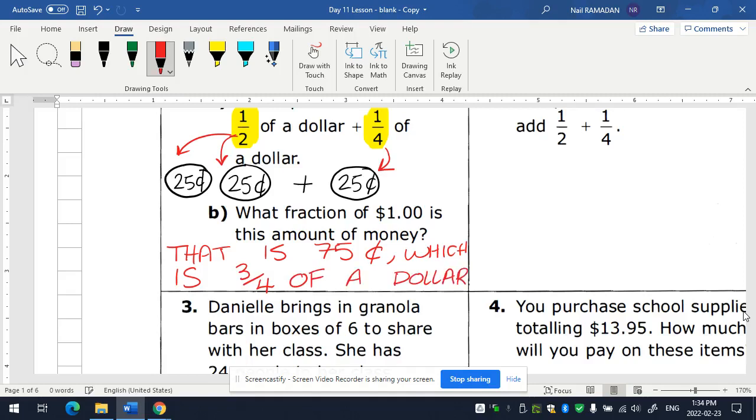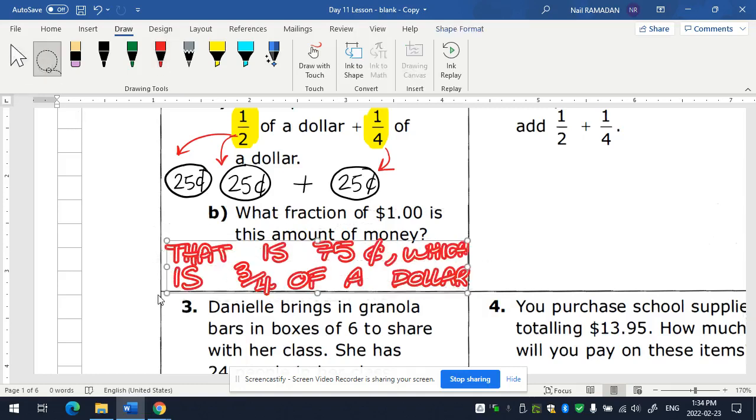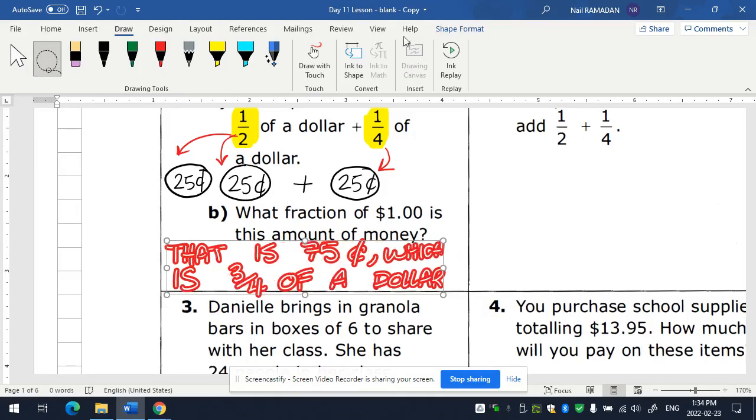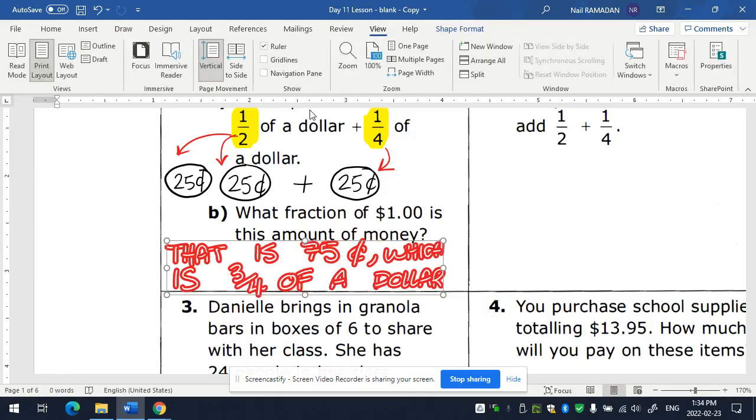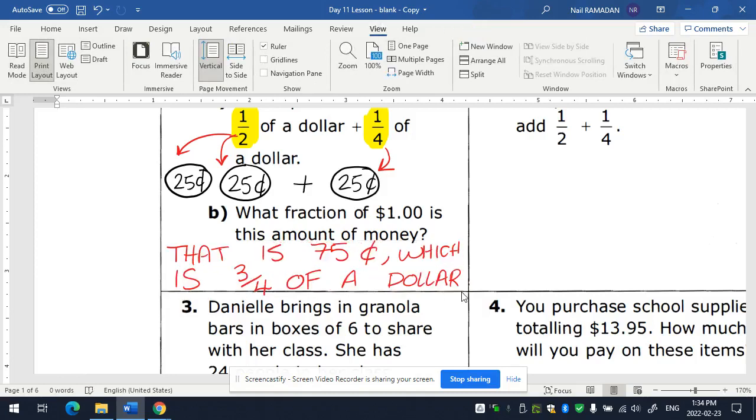That's it. Squeeze a little bit. Oh, wait. That's why. Okay, so that's 75 cents, which is 3/4 of a single one full dollar.